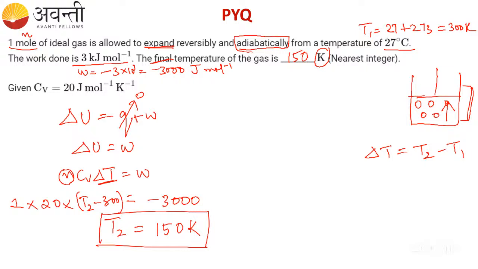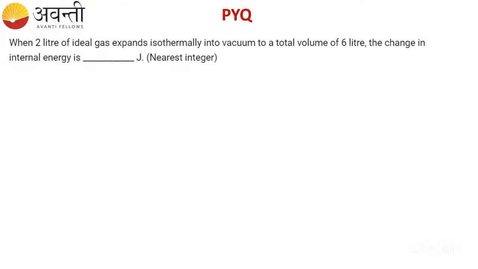Okay. Here is the question. When 2 liter of ideal gas expands isothermally into vacuum to a total volume of 6 liter, the change in internal energy is. This question is a very easy JEE Mains question. What is the change in internal energy? Delta U, we have to find out.